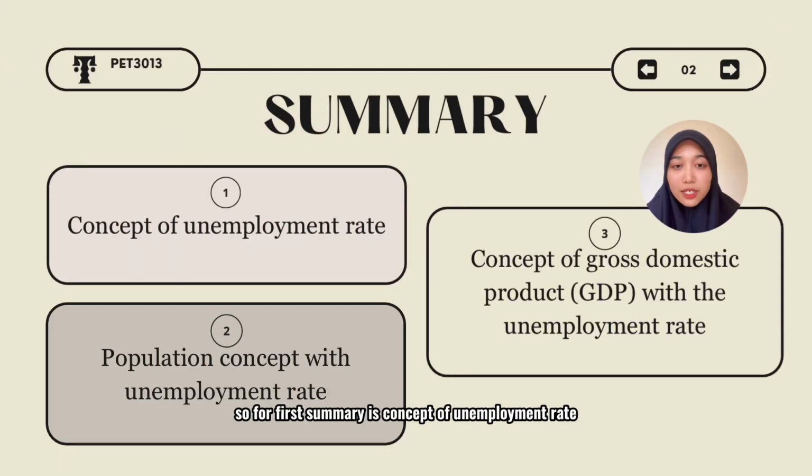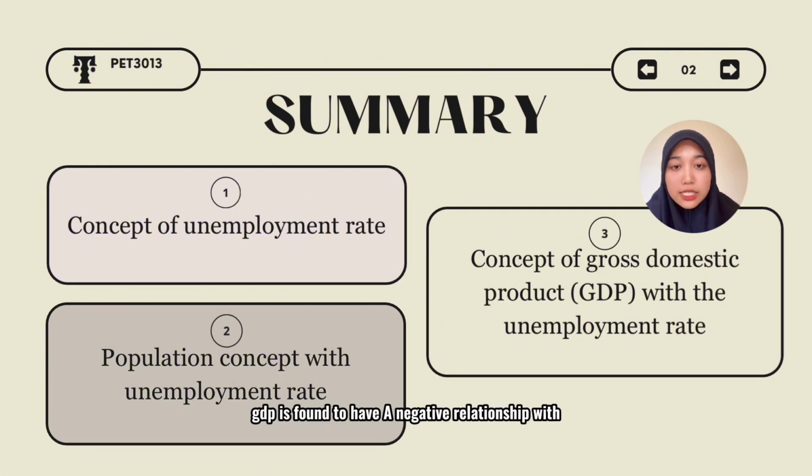So, the first summary is the concept of unemployment rate. Based on the journal, this concept is defined by the International Labour Organization. It refers to individuals over a certain age who are unemployed, available for paid employment or self-employment, and actively seeking employment. Studies have shown that various macroeconomic indicators such as gross domestic product (GDP), population, inflation, and foreign direct investment (FDI) can affect the unemployment rate.